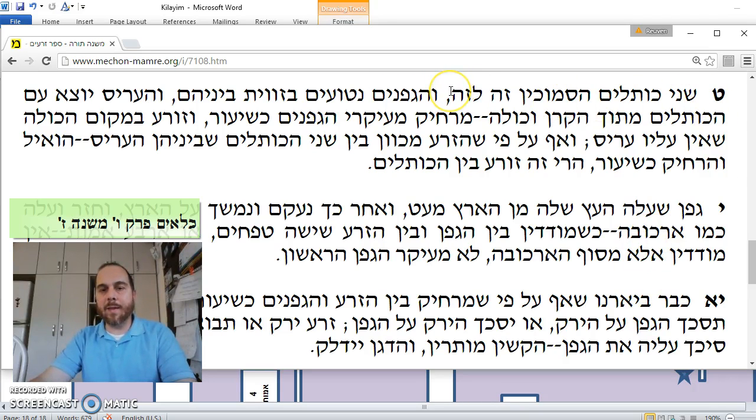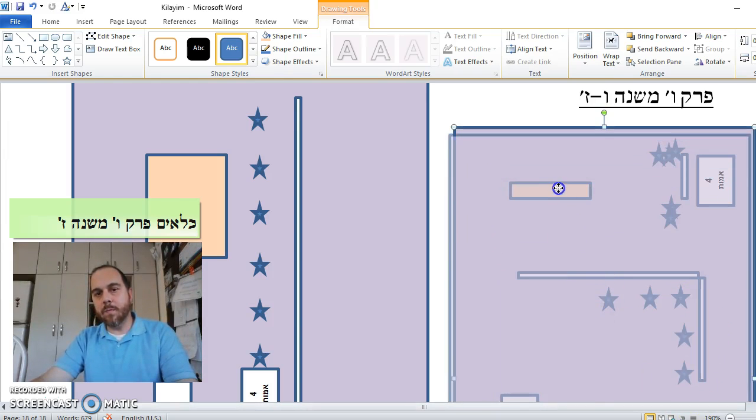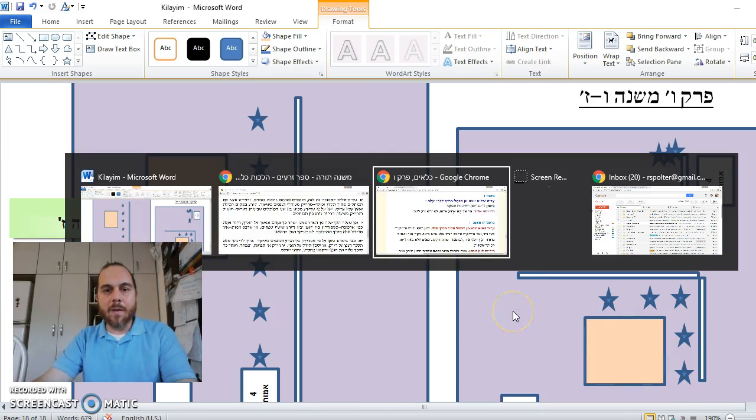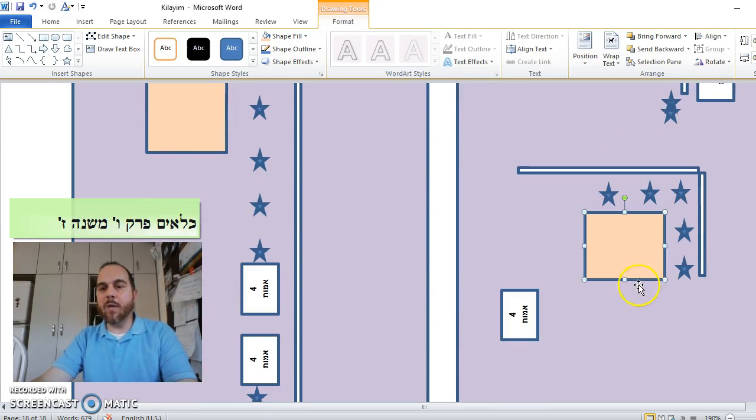"Shnei kotlim hasmuchim ze lezeh," two walls adjacent. "V'hagfanim netuim b'zavit beinehem," and the vines are planted in a corner between them. So remember, the vines are intended to be hung on this wall. The question becomes, can I plant here, according to the Rambam? The Rambam says, in this case, "marchik mi'ikar hagfanim kishiyur," then you need just 6 tefachim from the roots of the vines. "V'zoreh b'makom kulo she'ein al aris," and you can plant anywhere there's no aris.